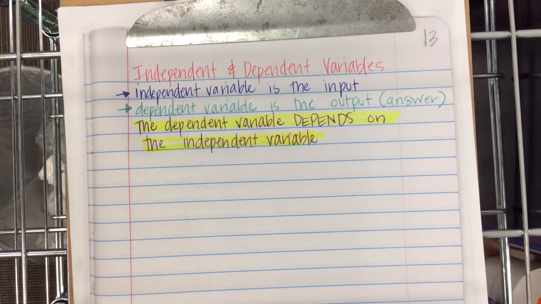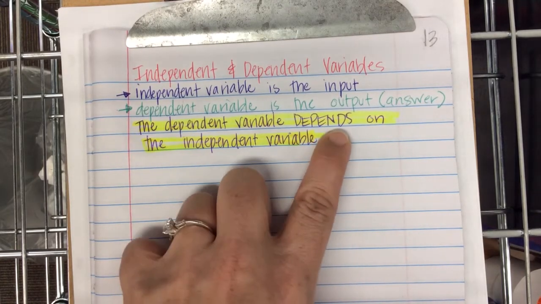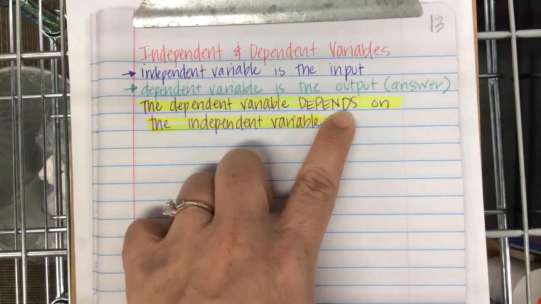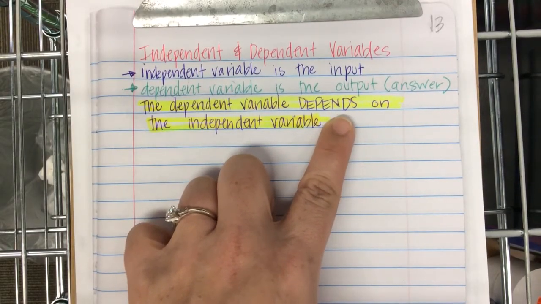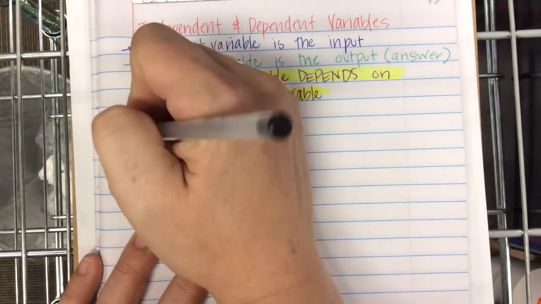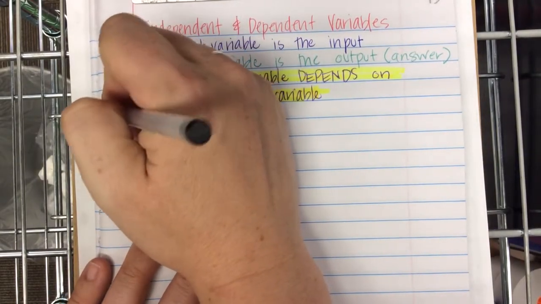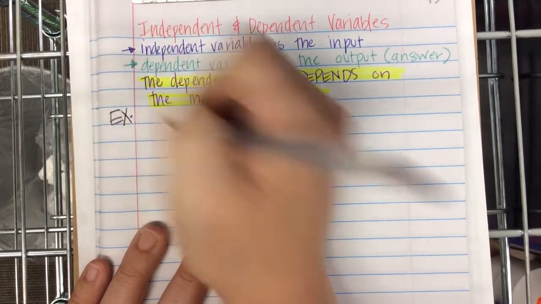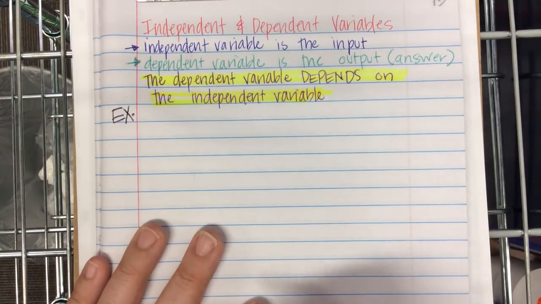If you can write a sentence using the word depends, it will help you identify dependent and independent. Now, unfortunately, ladies and gentlemen, right now you're going to have to write some stories. They're no more than one sentence long, but we just have to do example after example. So here's example number 1.